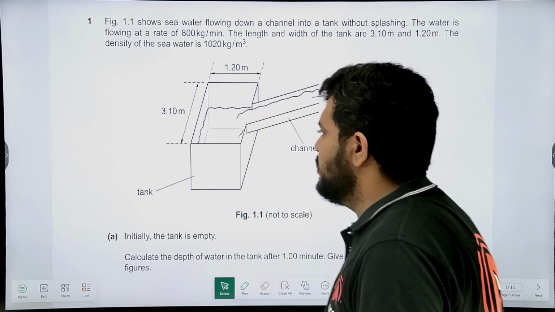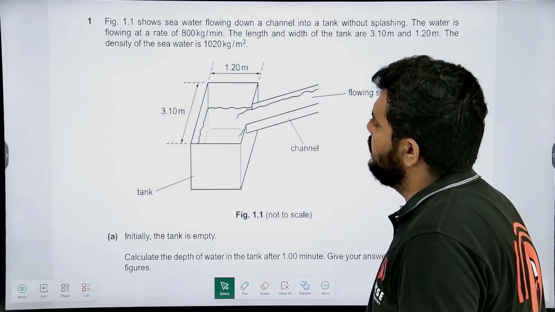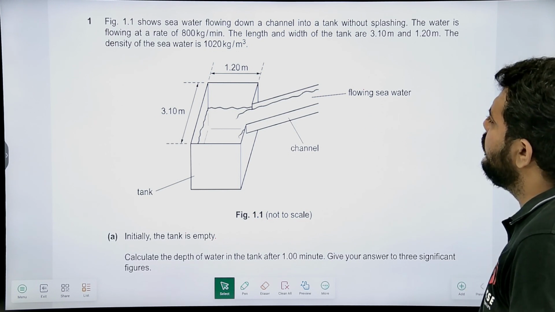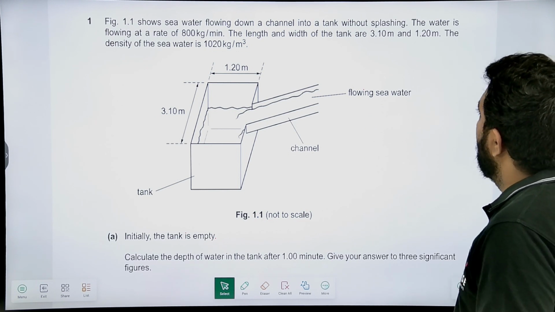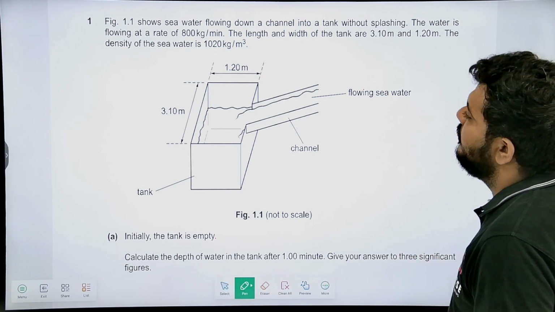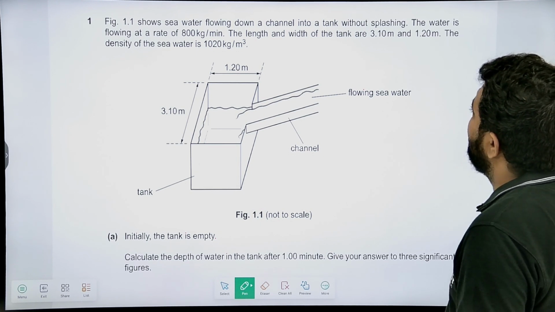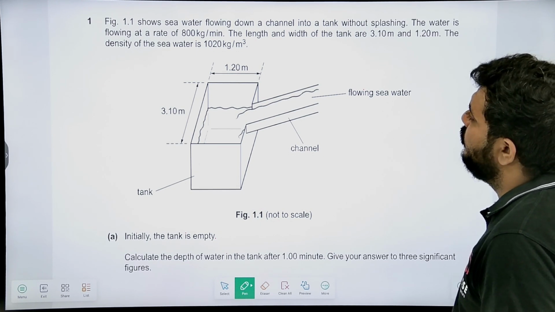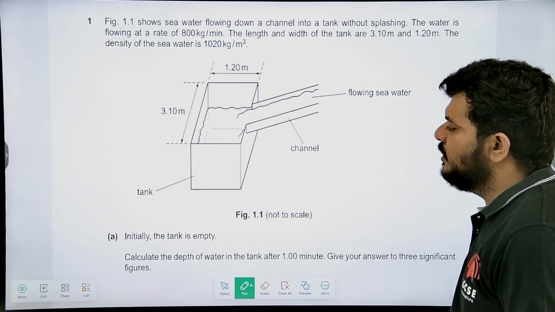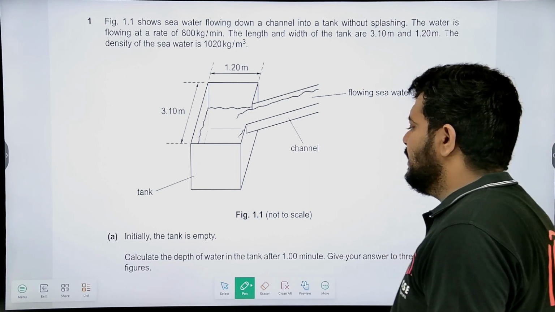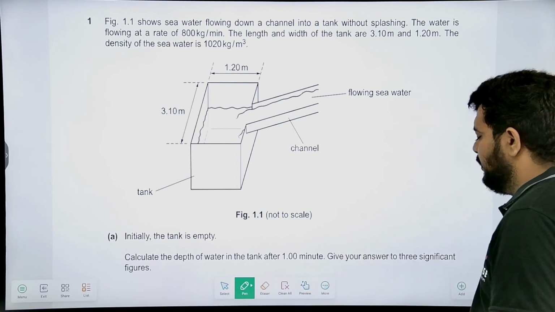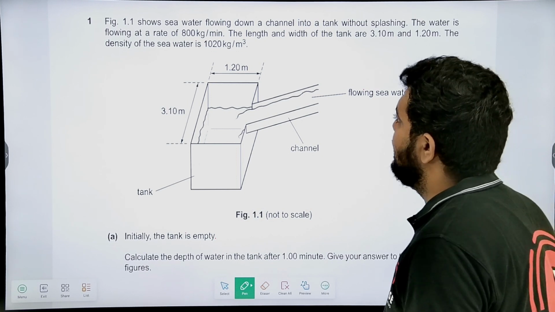We have the physics paper first, and the first question is: figure 1.1 shows seawater flowing down a channel into a tank without splashing. The water is flowing at a rate of 800 kilogram per minute. The length and width of the tank are 3.10 meter and 1.20 meter. The density of the seawater is 1020 kg per meter cube. Initially, the tank is empty. Calculate the depth of water in the tank after 1 minute. Give your answer to three significant figures.